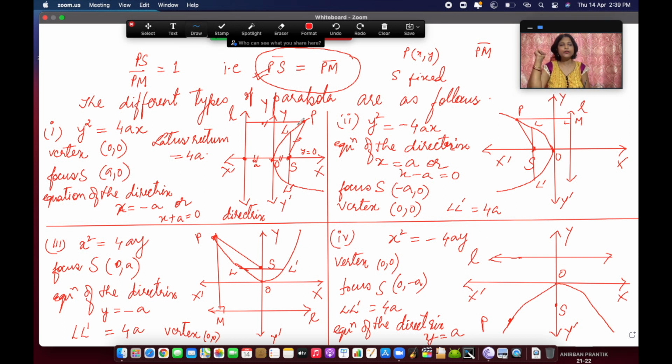So these are the four standard forms, and in each of these four diagrams you can see the path traversed by the moving point P always passes through the origin, and the origin is the vertex of the parabola. But it is not necessary that in every case the origin has to be the vertex of the parabola. So if the vertex is some other point other than the origin, then let us see what happens.